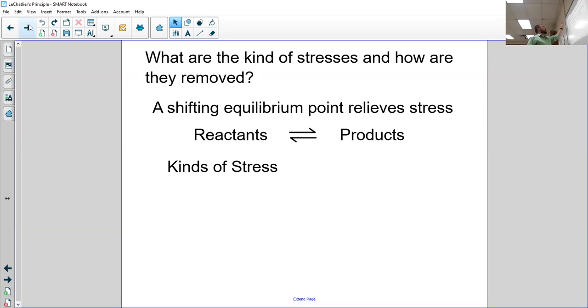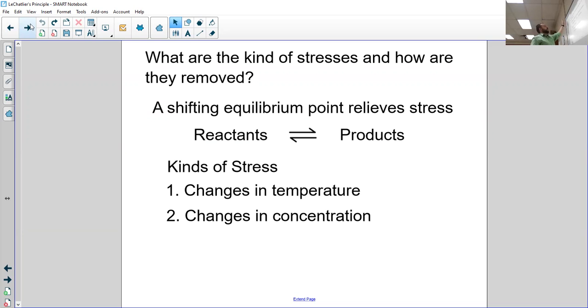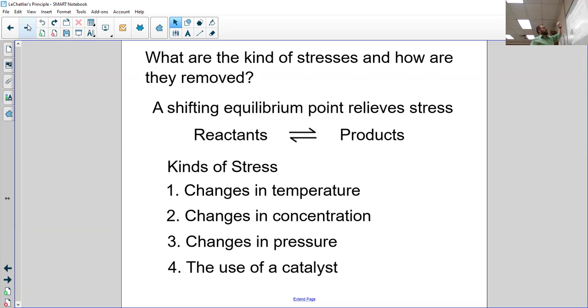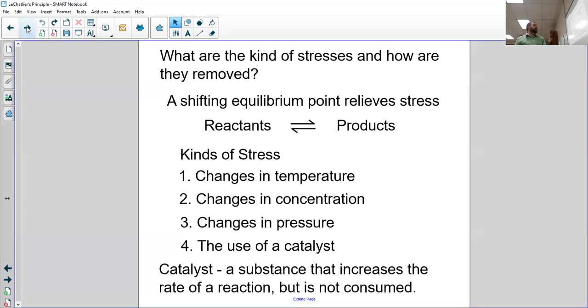So the kinds of stress that we can see in a reaction are changes in temperature. We have changes in concentration of either the reactants or the products. We can have changes in pressure, and we can have the use of a catalyst. So what is a catalyst? A catalyst is a substance that increases the rate of the reaction, but is not consumed by that reaction.